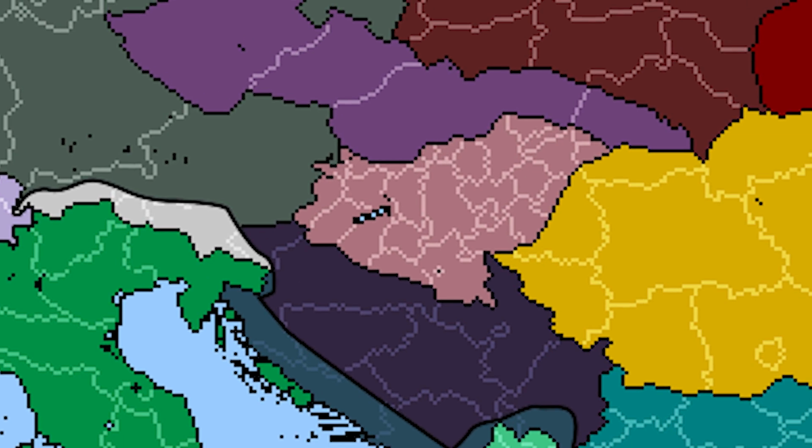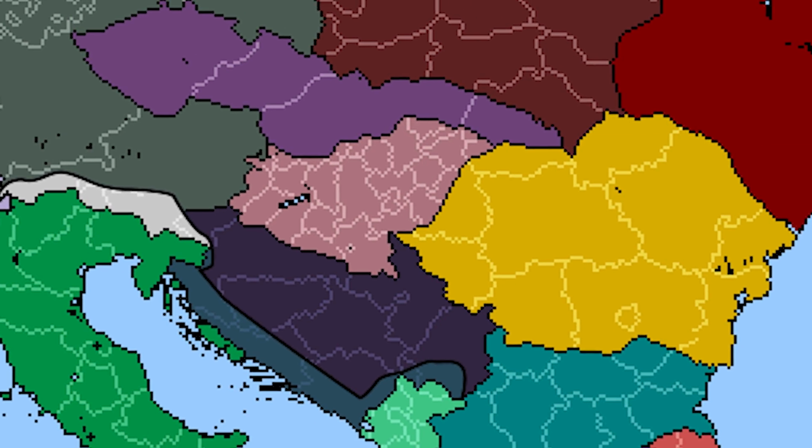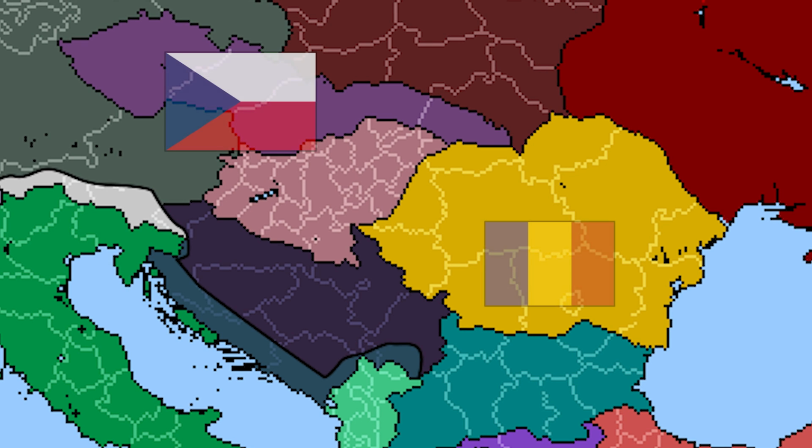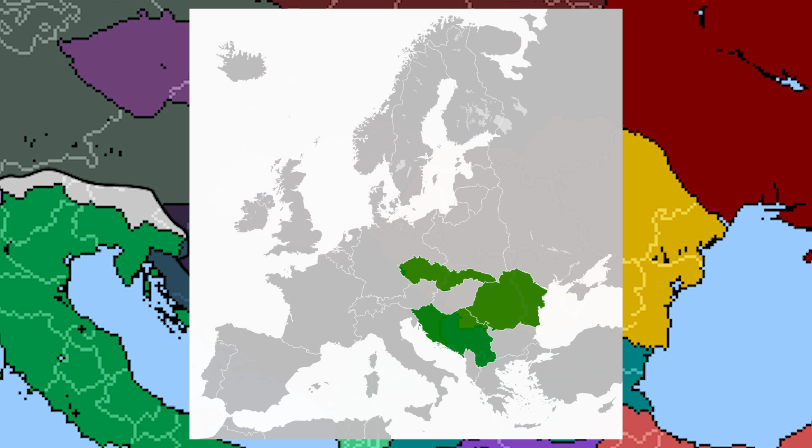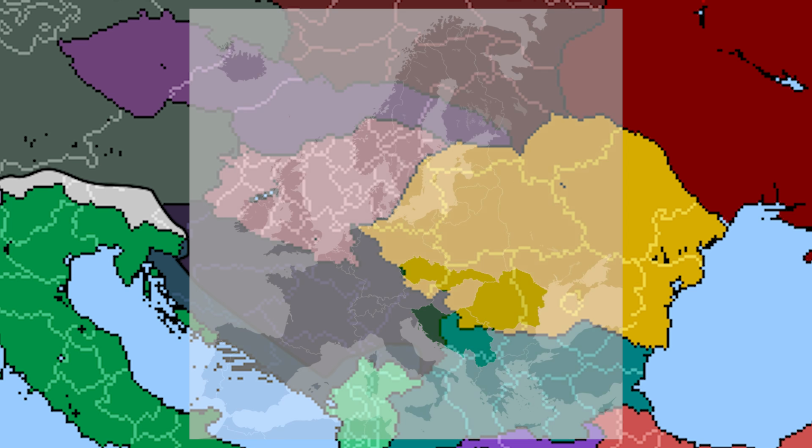With the invasion of Yugoslavia, the Little Entente was meant to be triggered, but the other two members of the alliance, Romania and Czechoslovakia, did not join. The Little Entente was a multilateral alliance between Czechoslovakia, Romania, and Yugoslavia, founded in 1920.